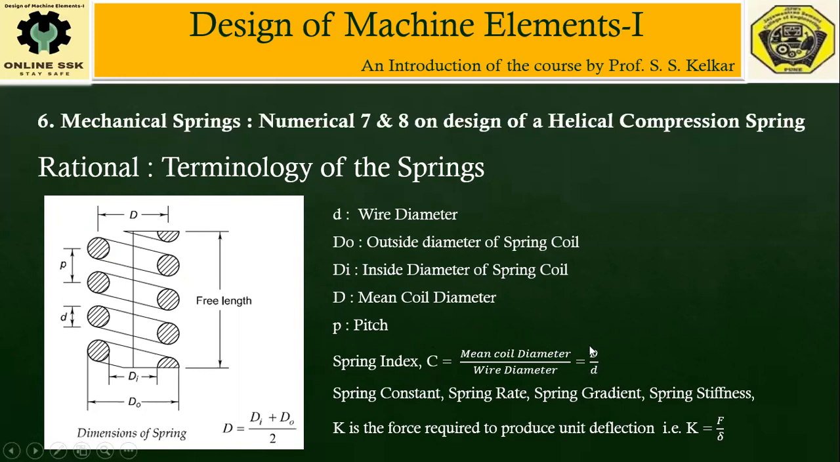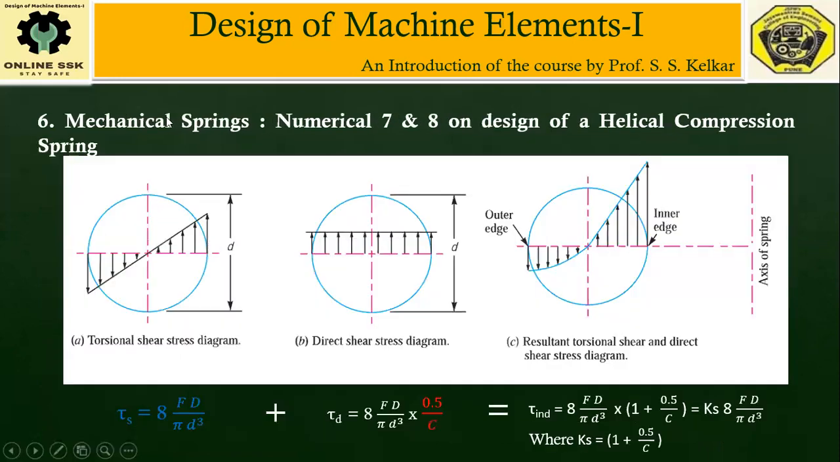Another important constant in the analysis of spring is the spring stiffness. Sometimes it is also called spring constant or spring rate or spring gradient, but extensively it is called spring stiffness. Spring stiffness K is given by F upon delta, that is applied force divided by deflection undergone. The force required to produce unit deflection is called the stiffness of the spring.